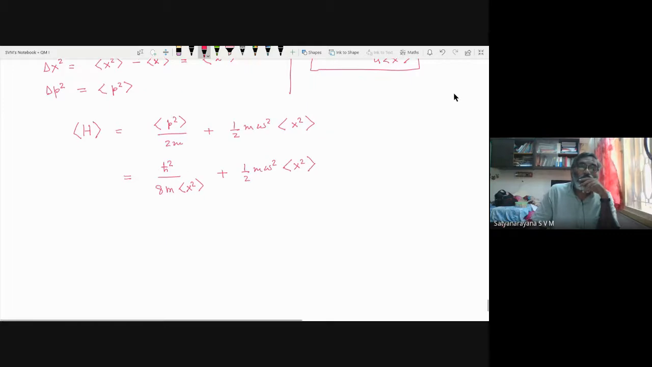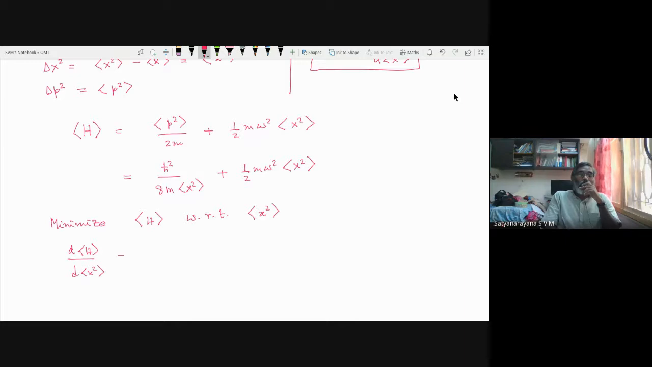Now I want to minimize this. Minimize the average value of h with respect to the average value of x square. That is, what is the average value of x square corresponding to minimum average energy? I can obtain that by taking a derivative of h with respect to the average value of x square and equating it to 0. So which implies I have half m omega square minus h bar square by 8m times the average of x square, the whole square, is equal to 0.